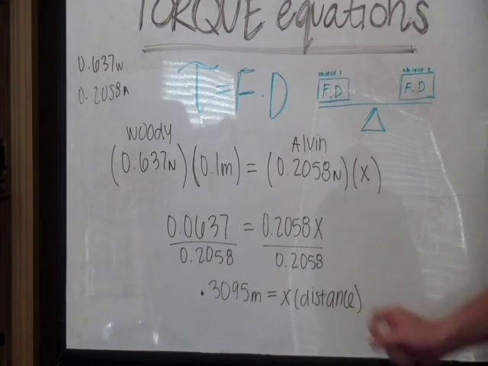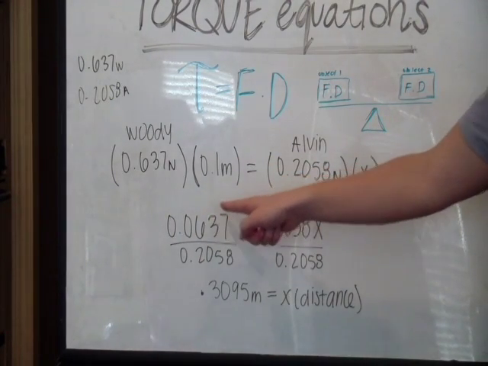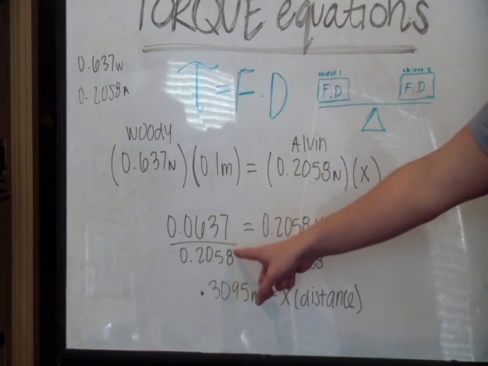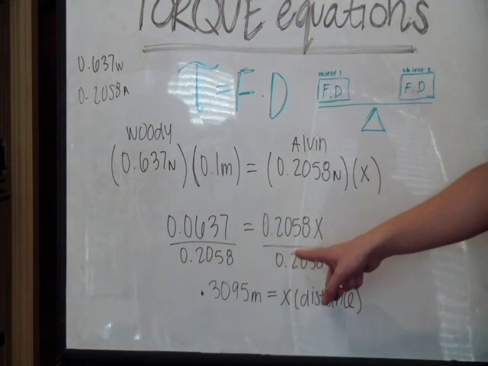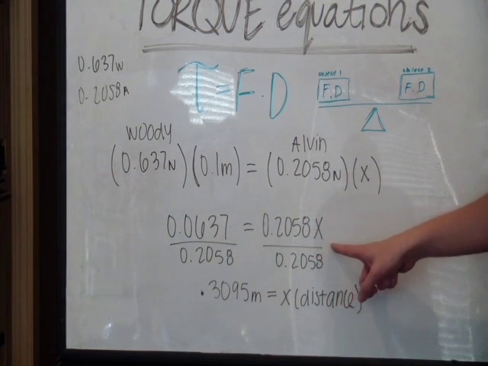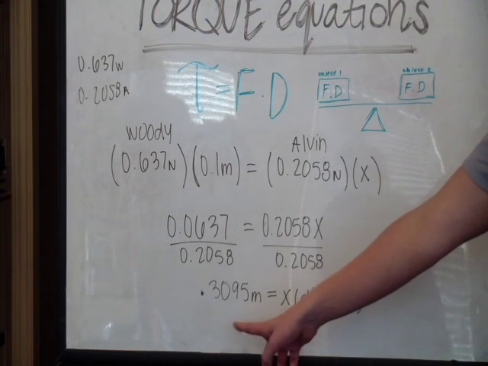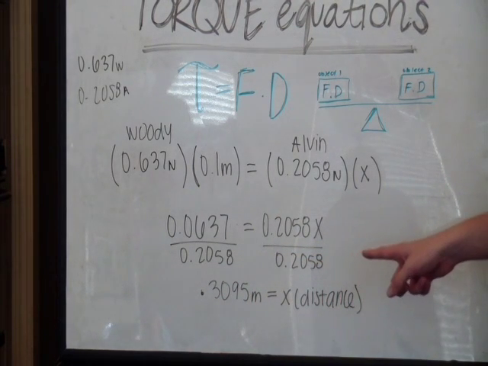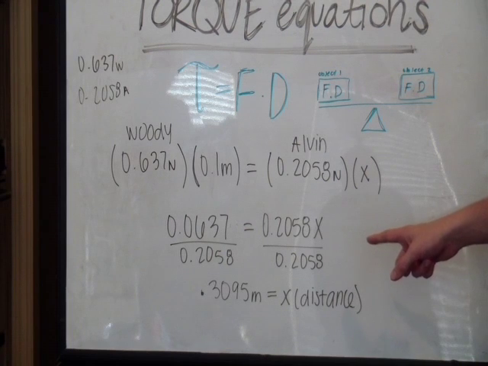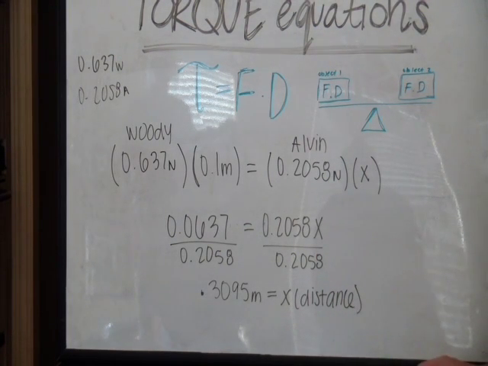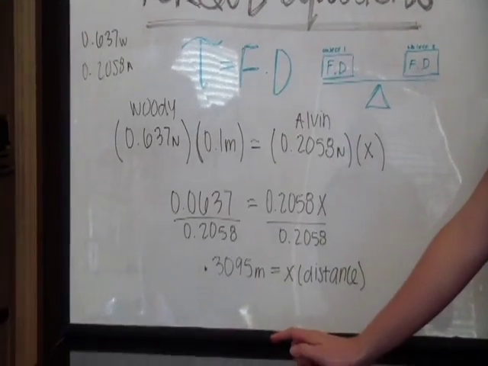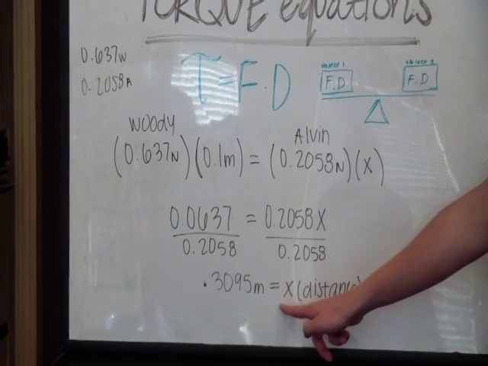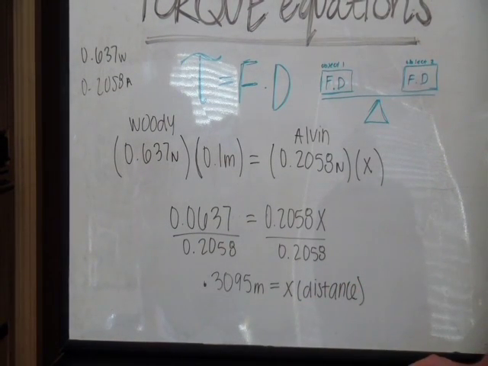We then multiply Woody's force by the distance, which is 0.637, and we set that equal to 0.2058x. We then divide by 0.2058 to get the total distance that Alvin should be set to have equilibrium, which is 0.3095 meters away from the fulcrum.